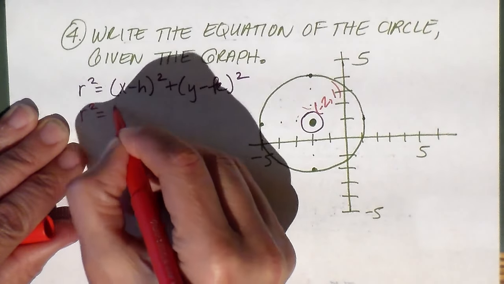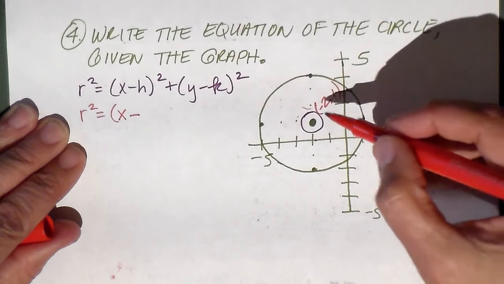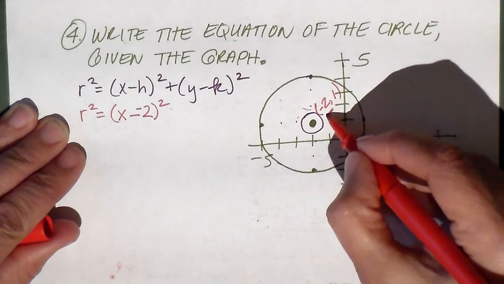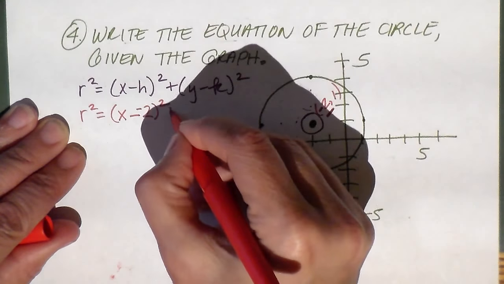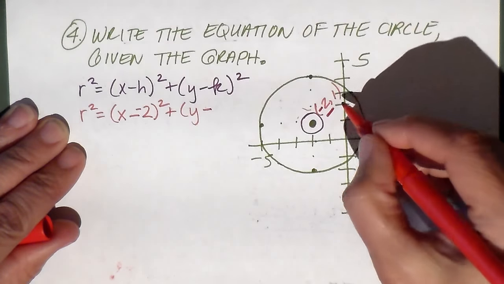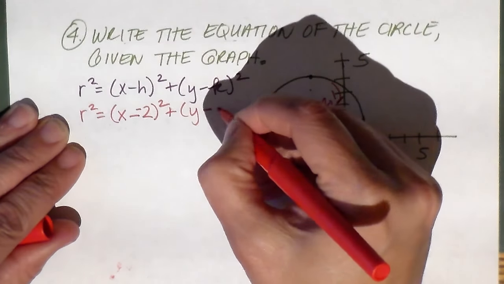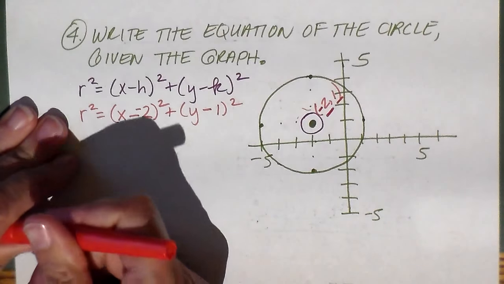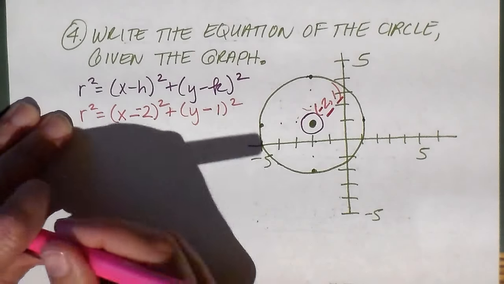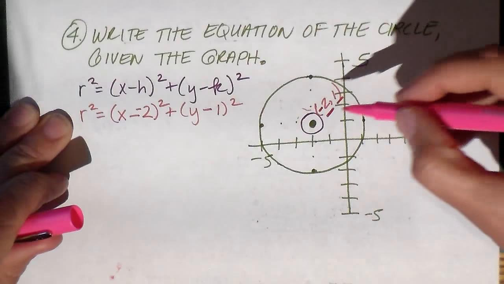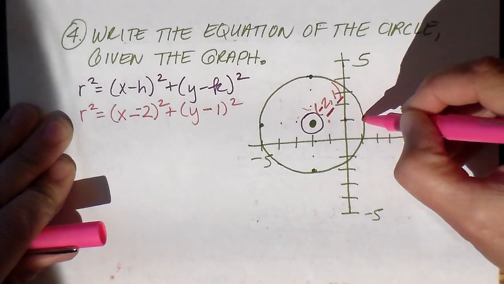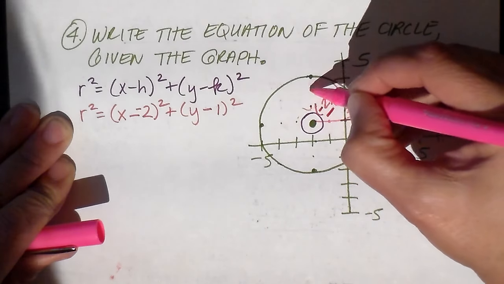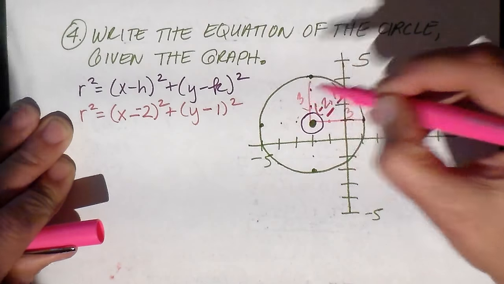So r squared equals x minus, what's h? Negative 2, right? That's my h value, negative 2, plus y minus my k value, which is 1 squared. What's my radius? Well, if I look at the circle, I can just count left, right, or up and down. 1, 2, 3. My radius is 3. If you see I count here, it's the same thing. 1, 2, 3. The radius is 3.